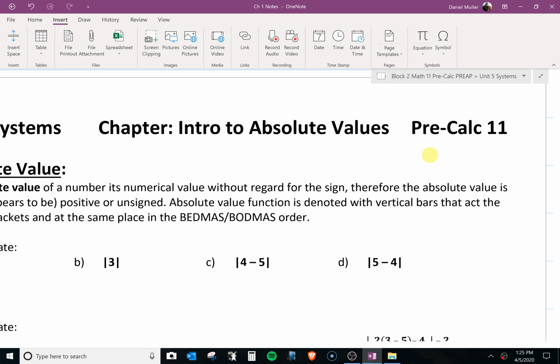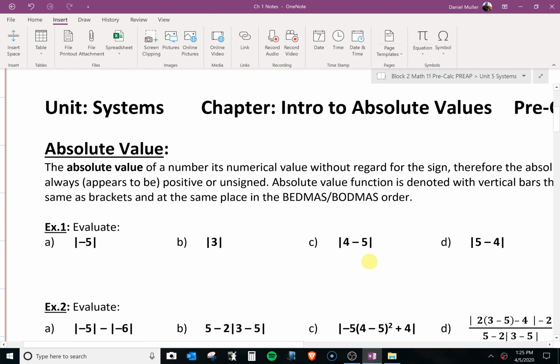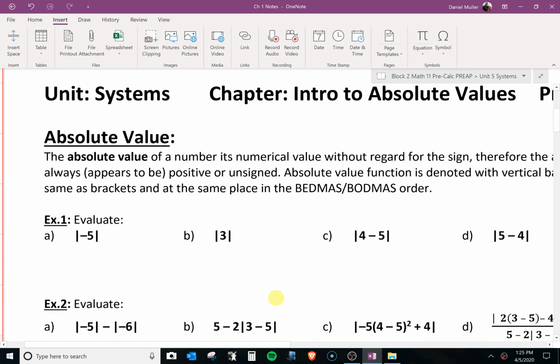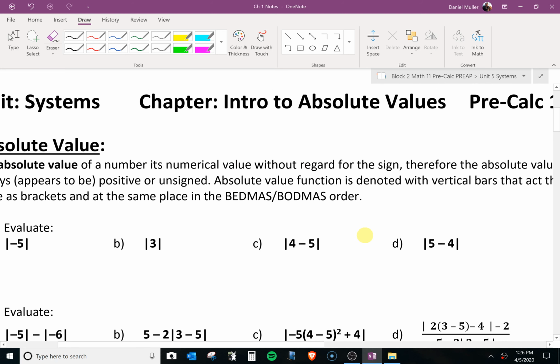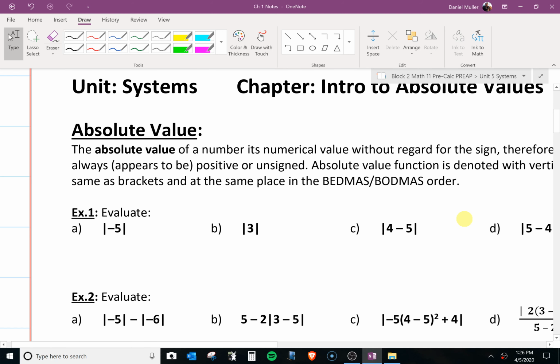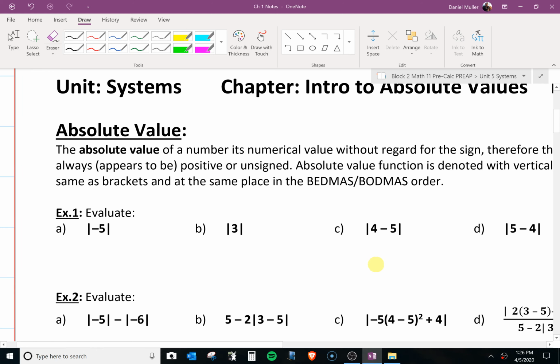Now we're looking at absolute values. This is part of our systems unit, and we're going to be graphing absolute values as part of our systems. So we first need to look at what an absolute value is. An absolute value is a number, some sort of numerical value, that doesn't regard a sign. It doesn't have a positive or a negative, so it always appears to be positive or unsigned.